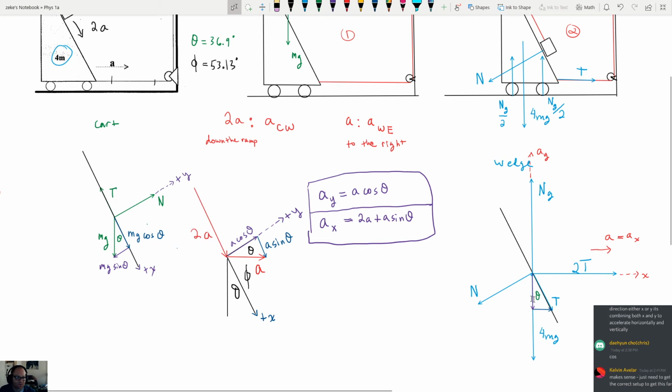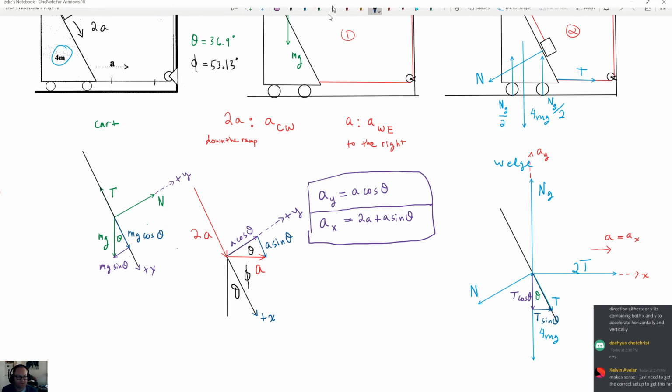Okay, yeah, no problem. Over here, we broke up the force T, so we're going to have components. This would be T times the cosine of theta, and the one on the bottom is going to be T times the sine of theta.